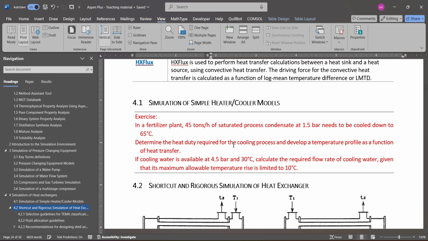And we are asked to determine the heat duty required for the cooling process and develop a temperature profile as a function of heat transfer. So that's the first question.